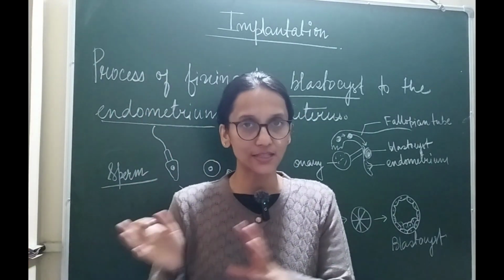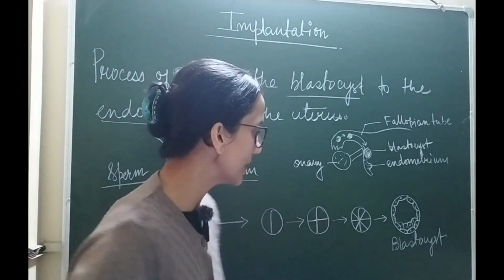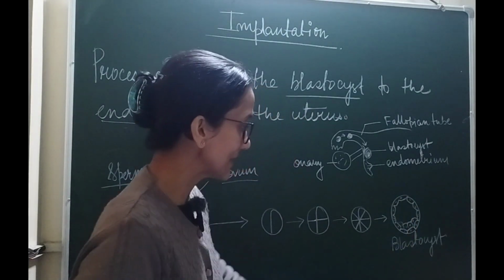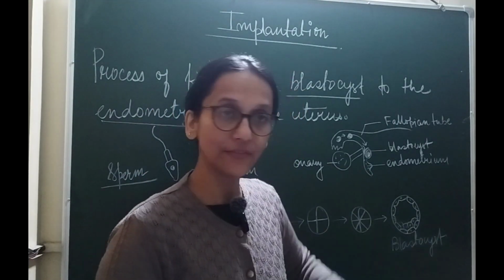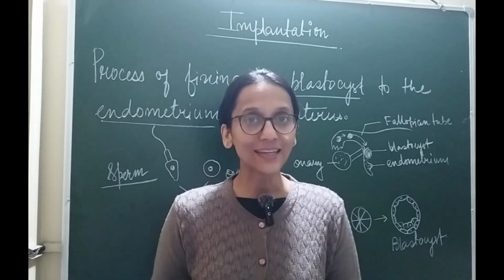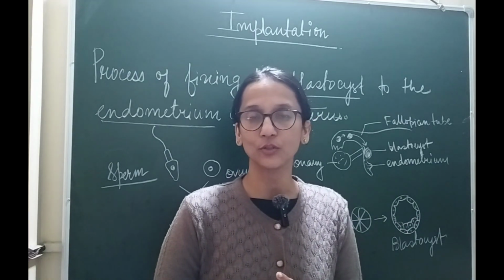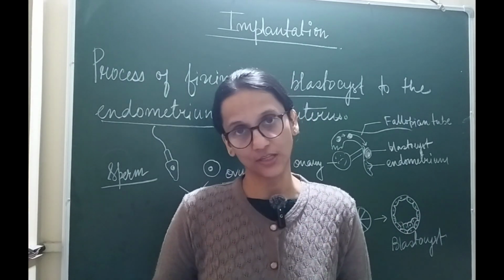What is the difference between zygote and blastocyst? Zygote is unicellular, blastocyst is multicellular, and it looks somewhere like this. So it has an inner lining of cells, it has a cavity inside. This structure is called blastocyst. So every time when you are defining implantation, you need to remember this stage that gets implanted to the endometrium of the uterus. It is blastocyst.